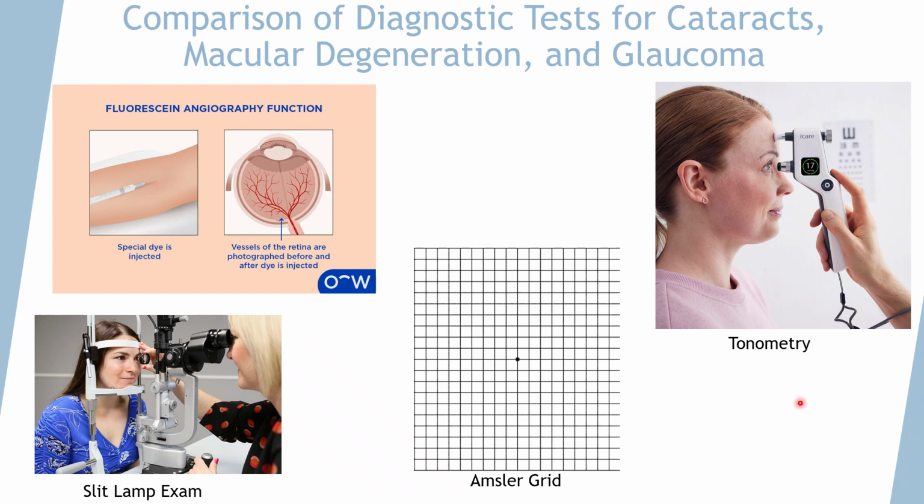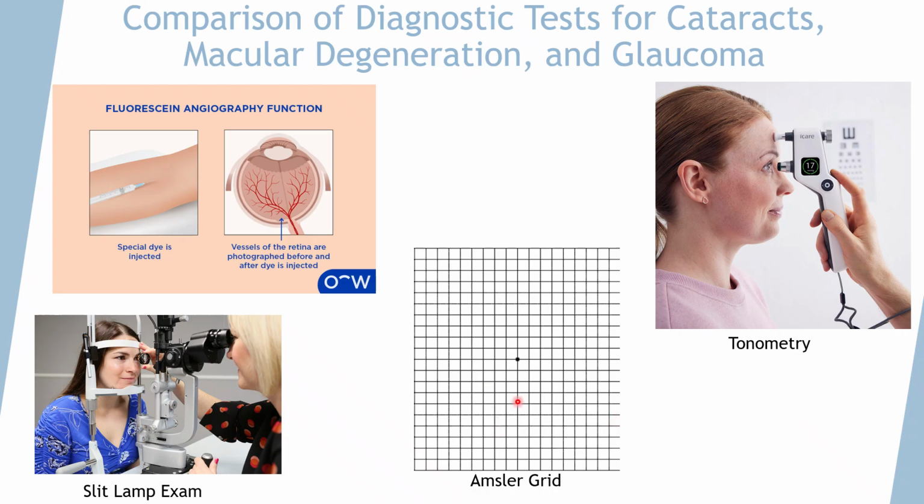For macular degeneration, they might do a dilated eye exam. They'll put some drops in the patient's eyes and they'll see how dilated they get. They'll also do a fluorescent angiography function. So they'll inject some dye and then they will take a look to assess some leaking vessels within the eye. And then they might use this Amsler grid to assess disease progression.